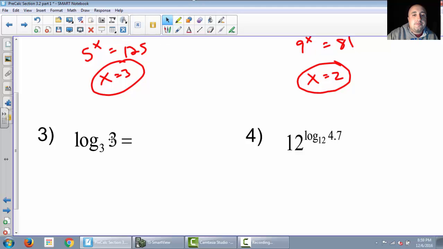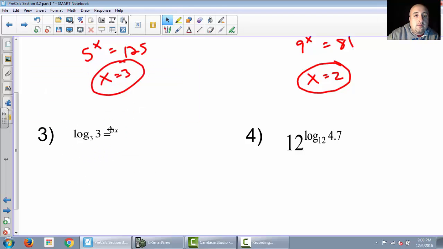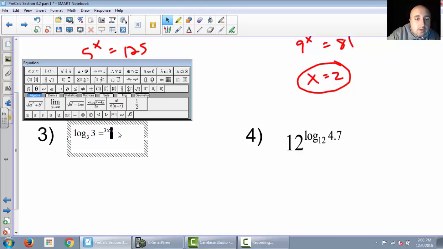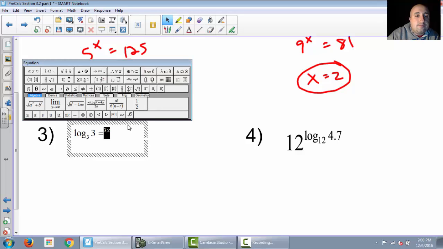Let me do this, and let me add a raised to the 3x. Man, my computer is not being very beneficial today. All right, we're going to raise it to the 3x. Actually, I'm just going to leave it.